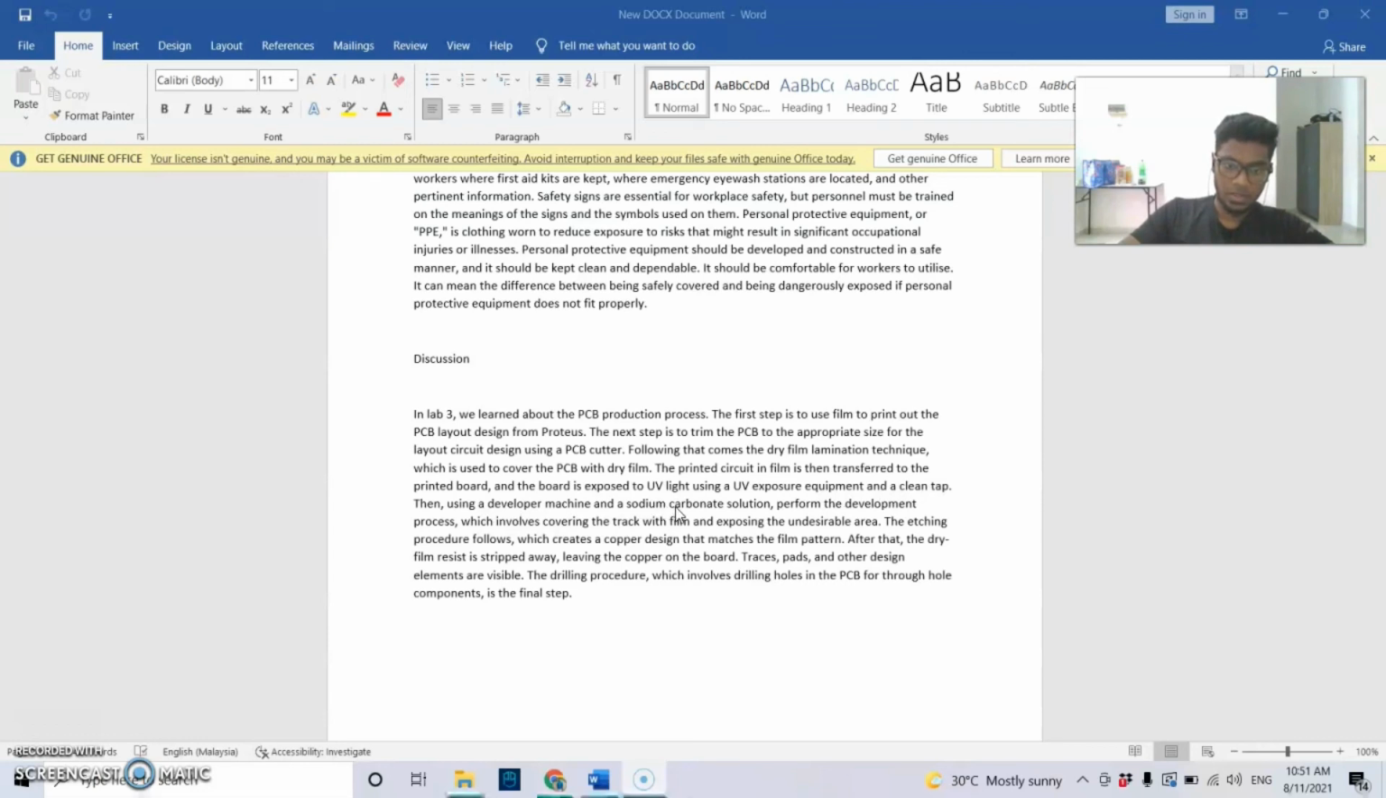Using the development machine and sodium carbonate solution, perform the development process, covering the track with film and exposing undesirable areas. The etching procedure follows, which creates a copper design that matches the film pattern, and then the dry film resist is stripped away, leaving the copper on the board. That's all, thank you.